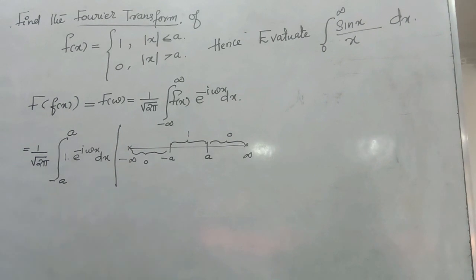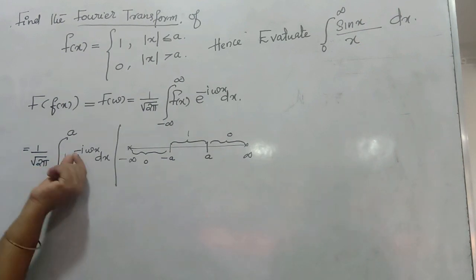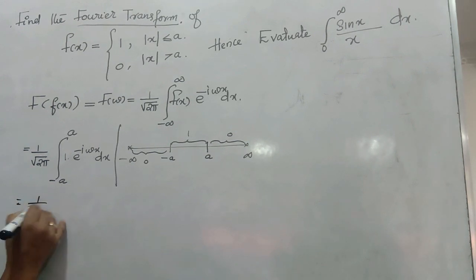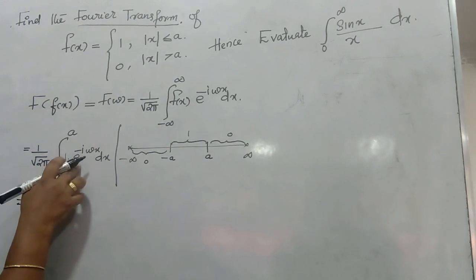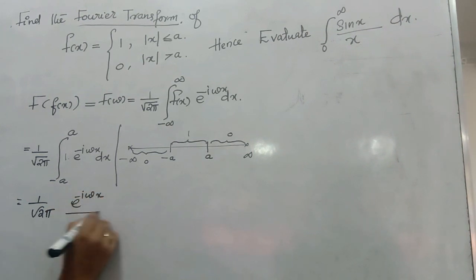Okay, to find the integral of this term, either we can use the direct expansion of this function, or we can directly integrate this function. That is the direct method: 1 by root 2 pi. The integral of e raised to minus i omega x is e raised to minus i omega x by minus i omega.